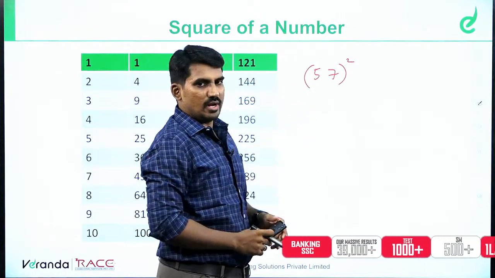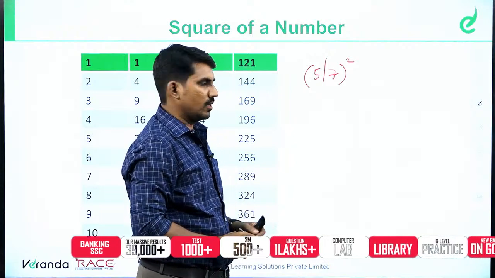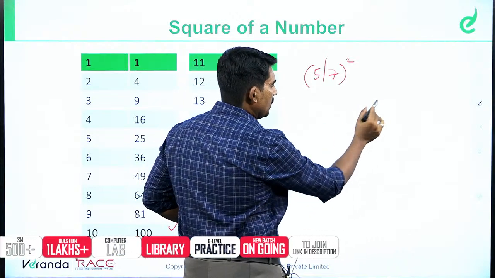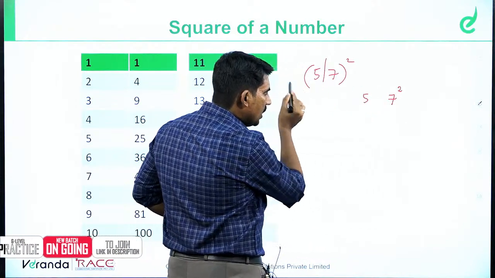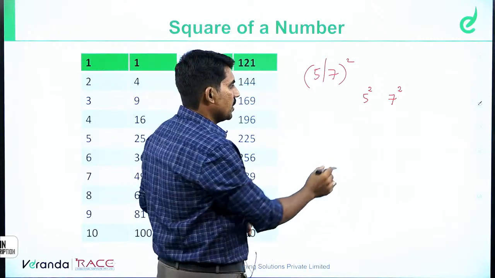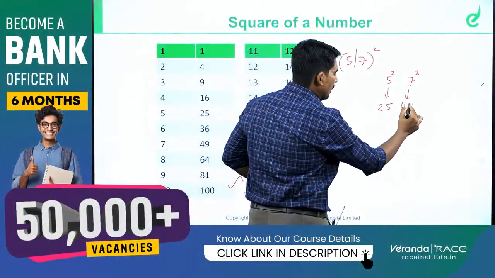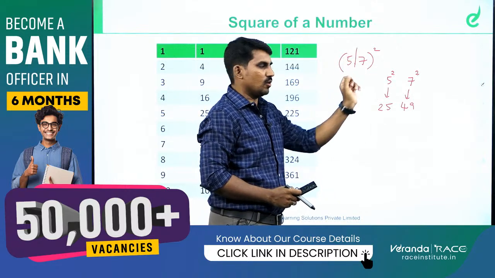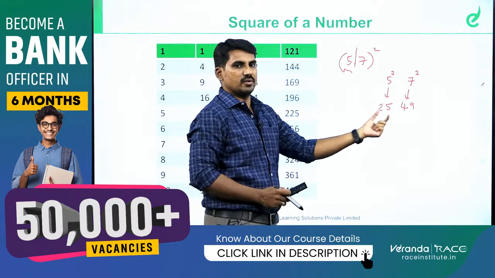So 57 is given. Consider the unit digit separately, 7. The remaining one digit alone is there, 5, right? Now, first what we have to do is, for that unit digit, find the square. 7 square separately, and the remaining digit 5, 5 square separately. 5 square, what is the value? 25. 7 square, what is the value? 49. See how we are doing it for any number: first we take the unit digit alone for its square, then the remaining digit, only one digit is there, 5, for its square, 5 square and 7 square.